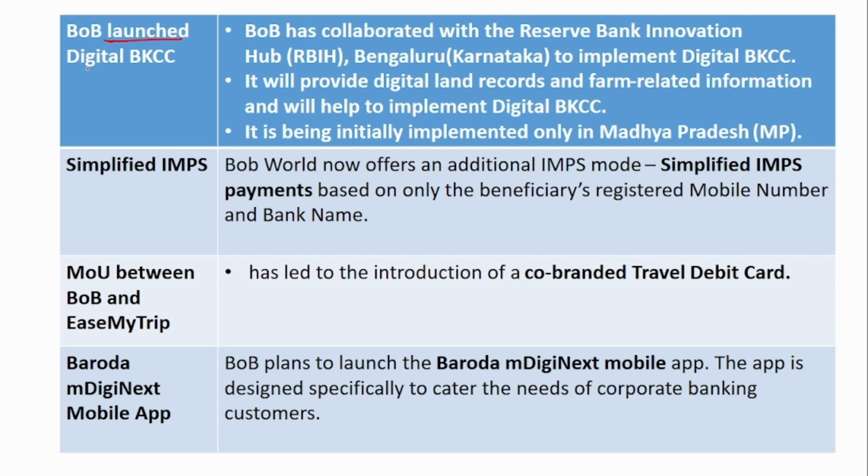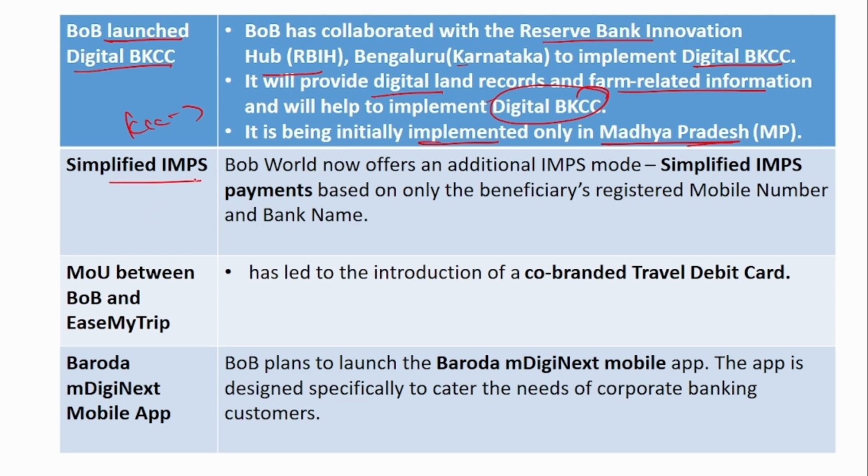Next is that BOB launched Digital BKCC. So it has collaborated with RBI, that is Reserve Bank Innovation Hub, Bengaluru, to implement the Digital BKCC. Now what is this? This will provide the digital land records and farm related information. Now Kisan credit card will be given to farmers who have land, right? So it is required to maintain the records of the land by the bank. So here all the records will be maintained in digital format. So this will be easy to retrieve and also easy to store. So if you see, this will be initially implemented only in Madhya Pradesh, and later on it will be implemented in the other states as well.